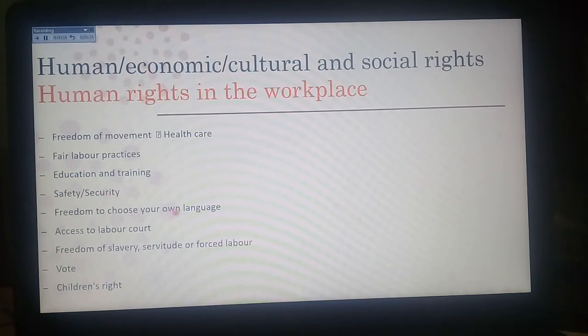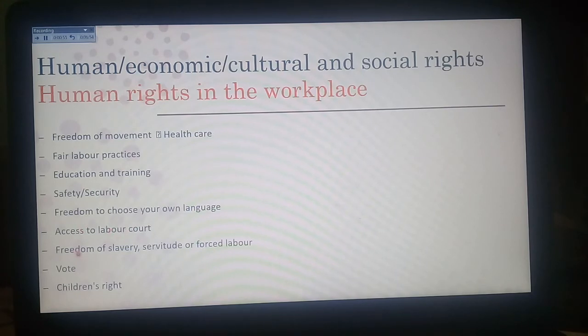Freedom to choose your own language: they may feel free to speak their own mother tongue in the workplace. Access to labor court: if an employee is not happy and they want to maybe sue the business for whatever reason, send them to the CCMA. They have a right to do that.